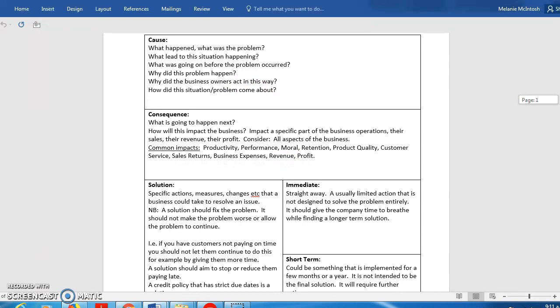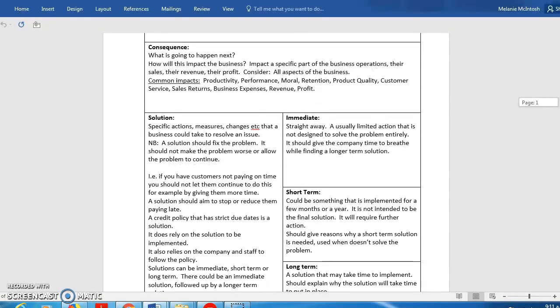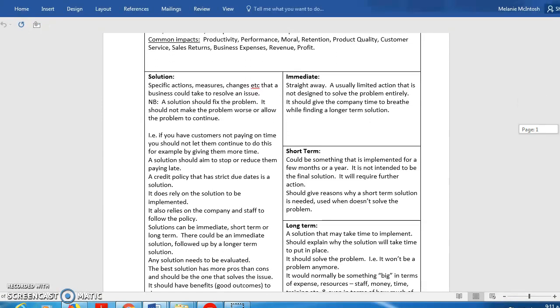A consequence, I think most people get pretty well, but it's got to be something that is going to happen. It can be good or bad. And then, it's going to have an effect on the business. All right. So something that will happen, an impact is another word for consequence, good or bad. Most of you get that. So I just go to solution.